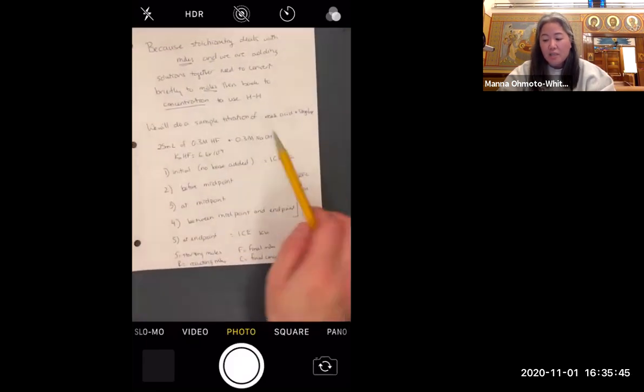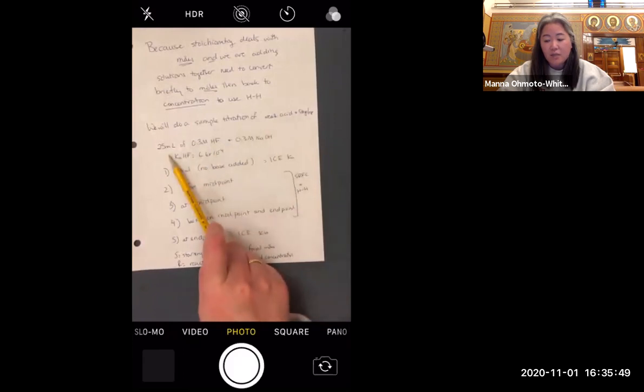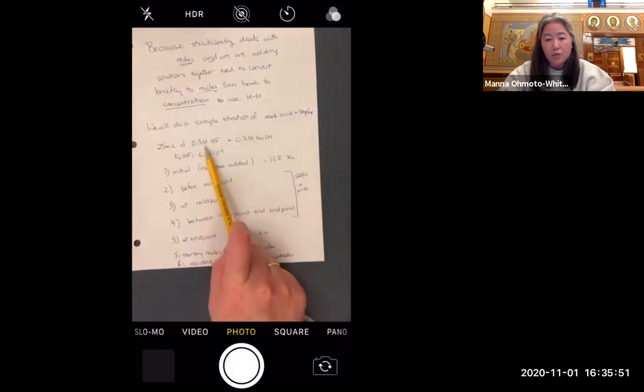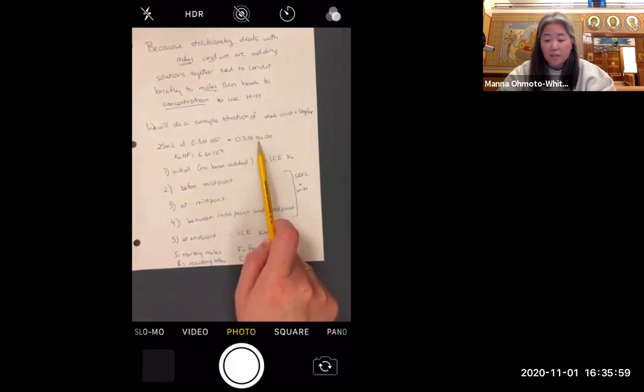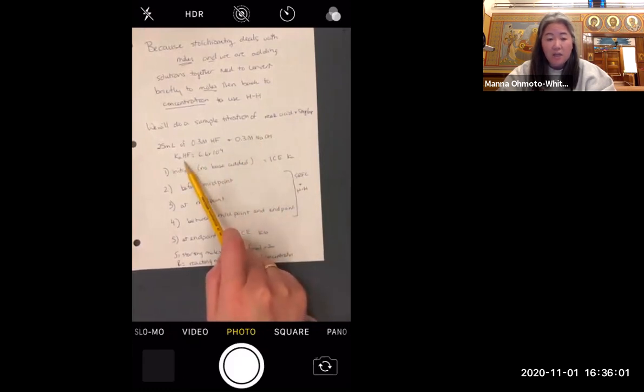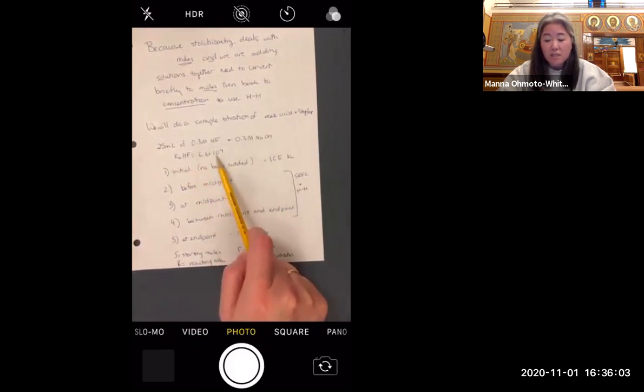So we're going to do a sample titration of a weak acid with a strong base. I'm taking 25 milliliters of a 0.3 molar solution of hydrofluoric acid, and I'm adding to that the same concentration, so a 0.3 molar solution of sodium hydroxide. The Ka of HF is equal to 6.6 times 10 to the negative 4.